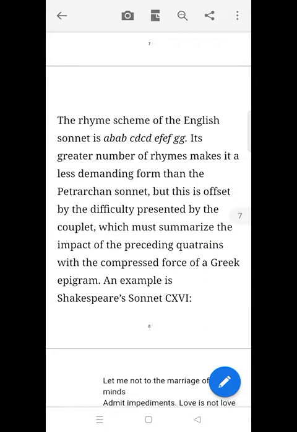And if we talk about the rhyme scheme of the English sonnet, it is A B A B, C D C D, E F E F, G G.